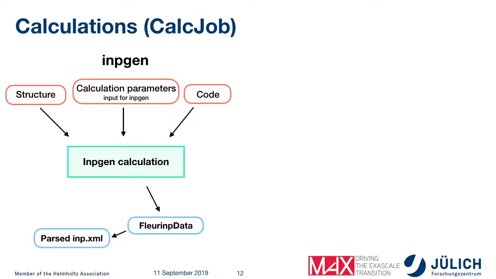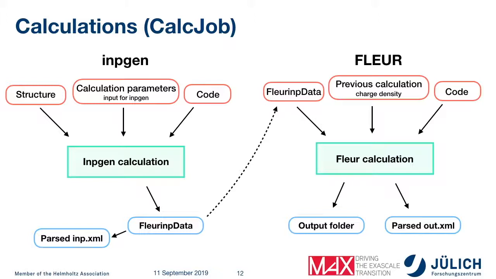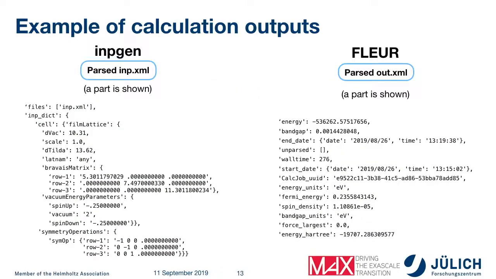And FLEUR calculation has basically the same structure. We can reuse, for example, the input.xml file, FLEUR input data, in the FLEUR calculation. We can pass a charge density from the previous calculation to run a FLEUR calculation. We need to pass the code. Again, we execute FLEUR, and we get some input and output parameters in the database, which are the most important ones. I would say it's a parsed out.xml file, so you can get an easy access to the output parameters. Let me show you it on the next slide.